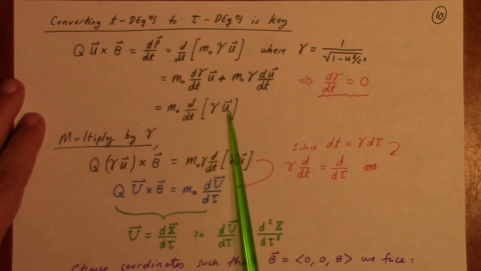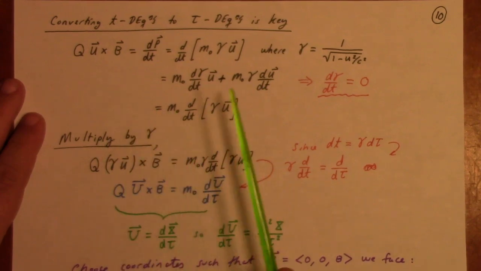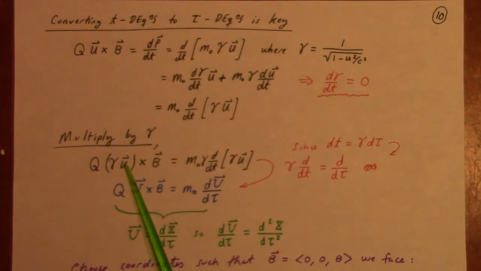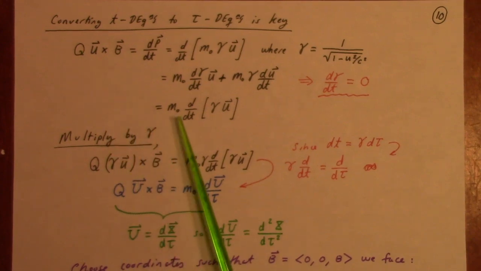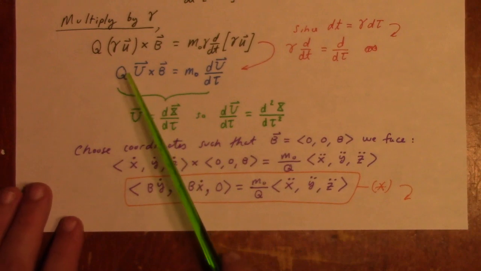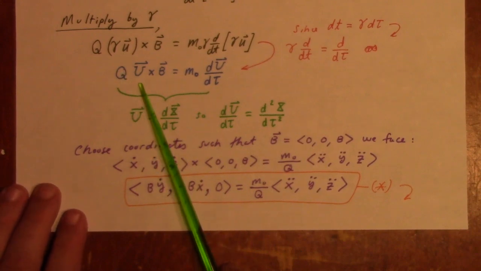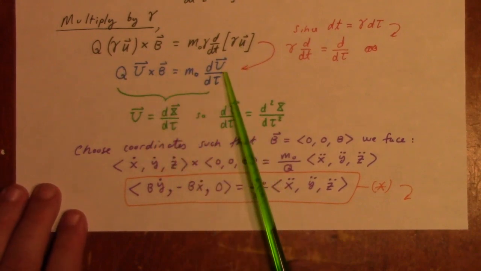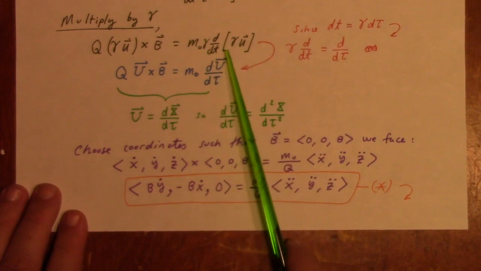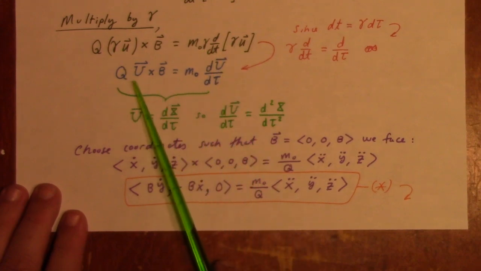So I got d/dt of gamma u, which is pretty slick. And then if I take this equation and multiply by gamma, I get q gamma u cross B is m naught gamma d/dt of gamma u. But then I notice that this is really the spatial part of the 4-velocity, and I'm trading my time derivative for a tau derivative. See, now I've got du/d tau, and I've got u.